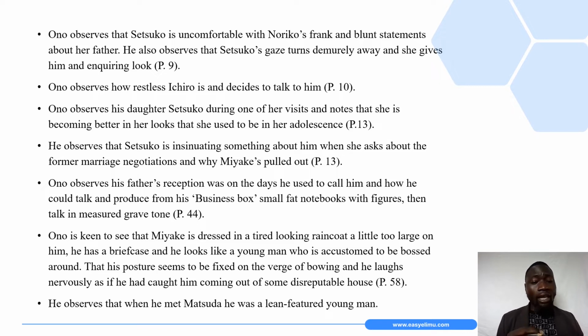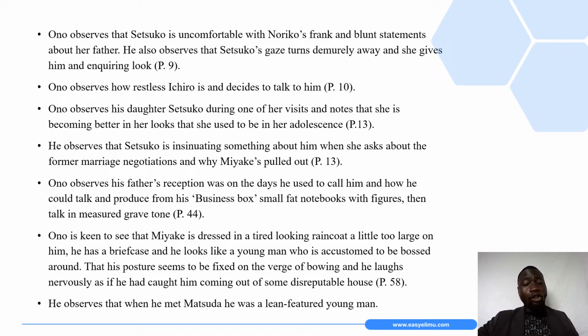So again, we are also told that Ono is keen to see that Miyake is dressed in a tired looking raincoat, a little too large on him. And again, he has a briefcase and he looks like a young man who is accustomed to be bossed around. So he says that his posture seems to be fixed on the verge of bowing, and he laughs nervously as if he had caught him coming out of some disreputable house.